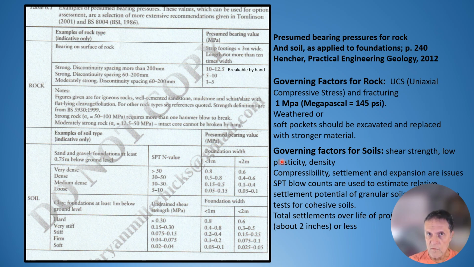Governing factors for soil are shear strength, plasticity and density. Compressibility, settlement, and expansion are always issues. Blow counts derived from sampling during drilling are very important in assessing the strength and density of any soil. Okay.